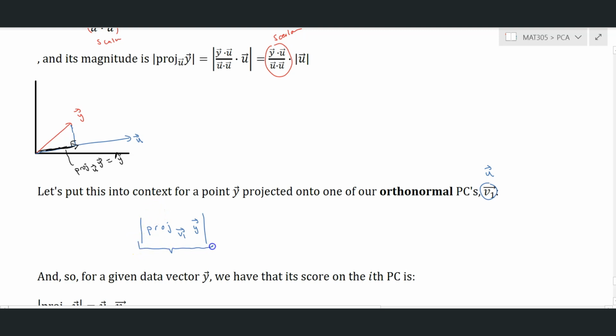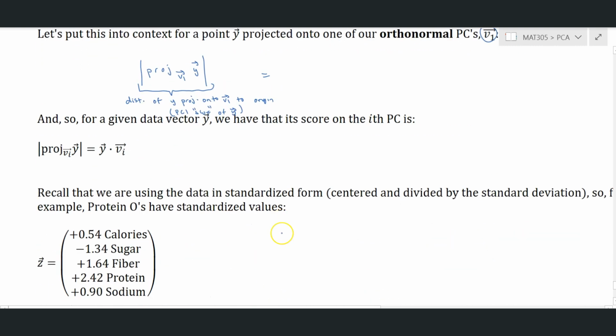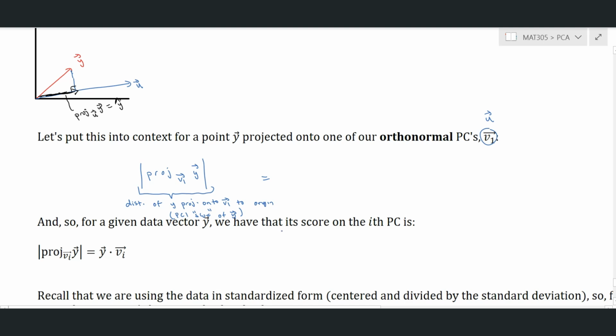So let me write this down. And that is precisely what we mean by the PC1 score of y. Okay, so that's what we're referring to here, and that's what we see in that two-dimensional graph where we plotted PC1 against PC2 for each of our serials. So each of these serials is going to get a score. It's going to get an amount of distance to move from the origin along PC1 and along PC2. Excellent. Okay, we're almost there.